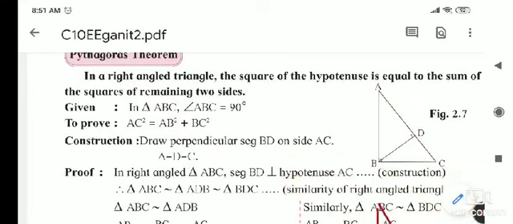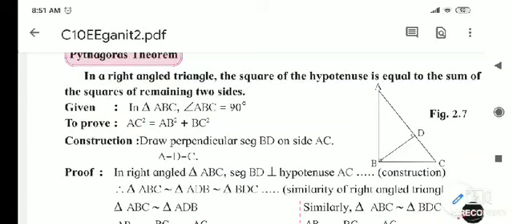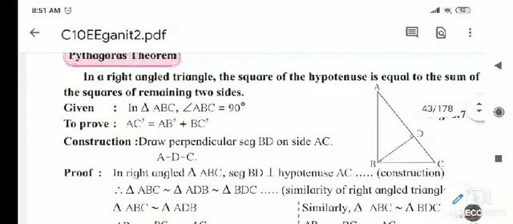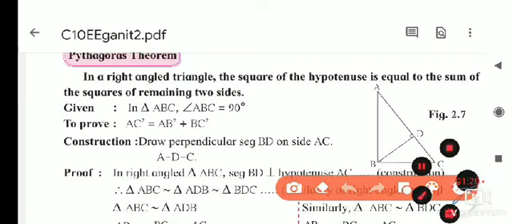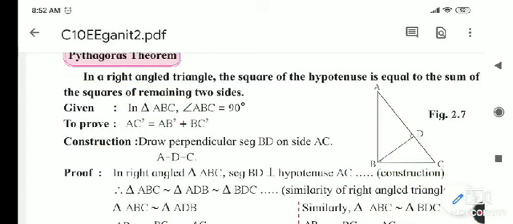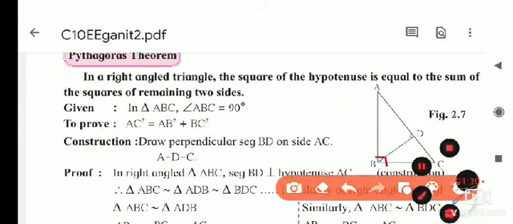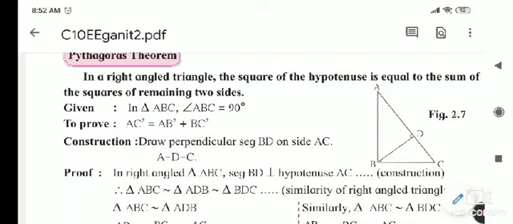So first of all, given in a right angle triangle, the square of hypotenuse is equal to the sum of squares of the two sides. In this statement, in a right angle triangle means we have to take ABC as a right angle triangle, and in the right angle triangle, angle B is 90 degrees. Okay, means its measure is 90 degrees. So what we have to prove is that AC square is equal to AB square plus BC square.